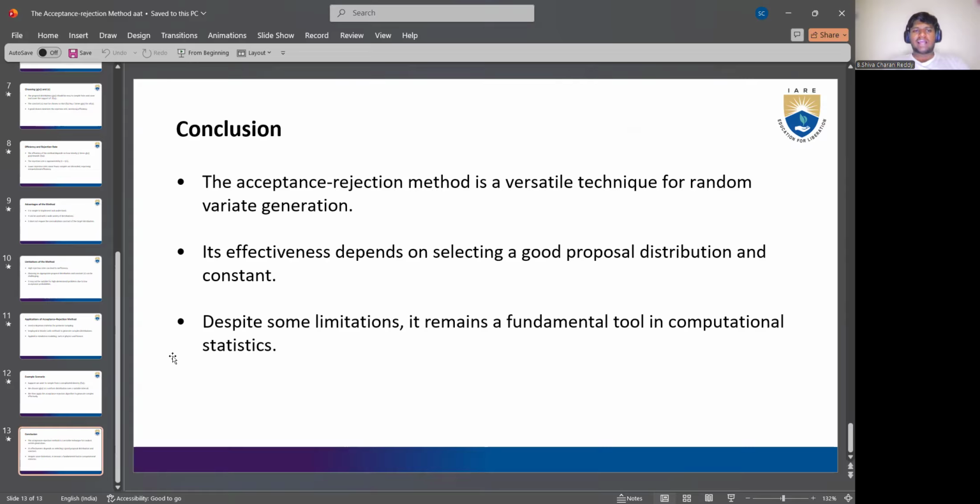Coming to the conclusion, the acceptance and rejection method is a versatile technique for random variate generation. We use it to generate samples, which counts as variate generation. Its effectiveness depends on selecting a good proposal distribution and constant. Despite some limitations regarding the proposal distribution and constant, it remains a fundamental tool in computational statistics.